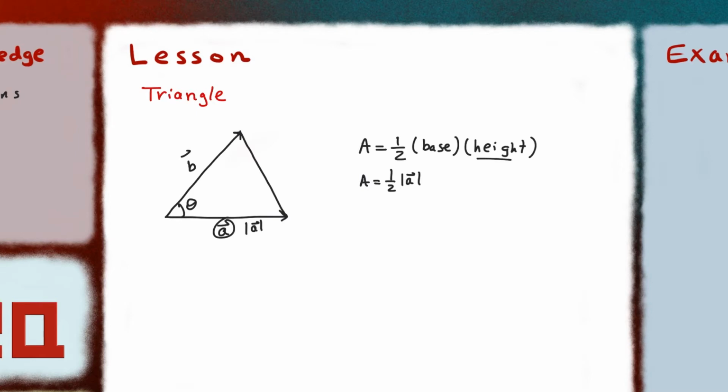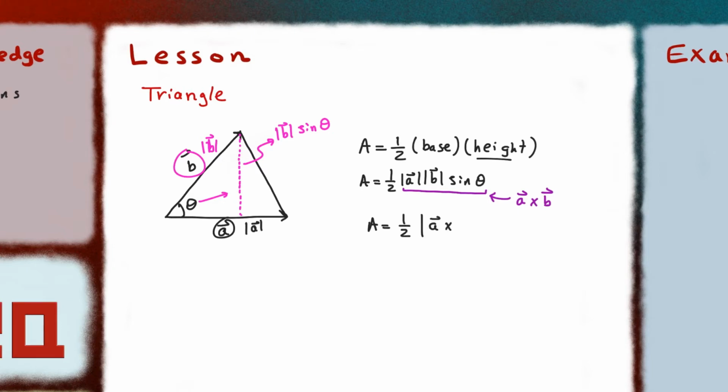And to find the height, we'll draw out the height first, and we form a right angle triangle, and this side is opposite to the angle, and we can just use the magnitude of B multiplied by sine theta to get the length of this side. So the area becomes 1/2 magnitude of A times magnitude of B times sine of theta. If you remember, magnitude of A times magnitude of B times sine theta is the cross product of vectors A and B. Therefore, the area of a triangle can be calculated by 1/2 the magnitude of the cross product of vectors A and B.